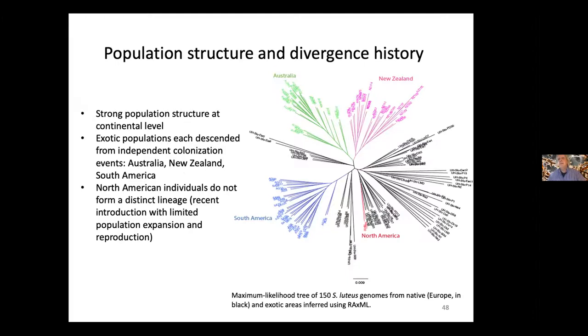And as you can see here, it's shown in black, first of all, is the parental or source population. In this case, these are all originated from Belgium, but we've got sampling now from all over Europe. And as you can see here, the Australian samples that we have form a separate lineage from New Zealand samples, although they share a common root in this tree. South American samples appear to be also a distinct, very unique origin. In contrast, the few North American samples shown here are virtually identical to their European counterparts.